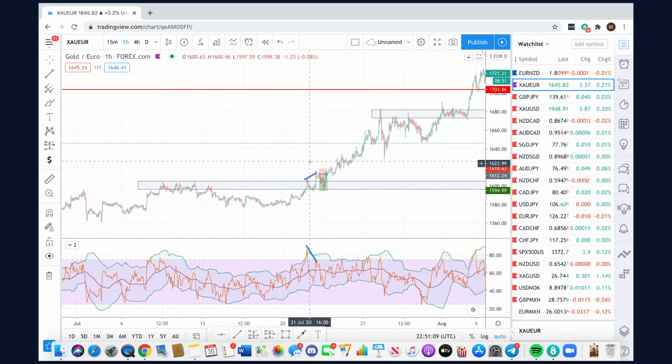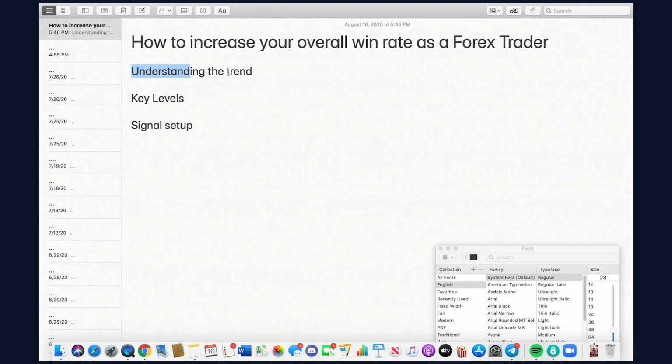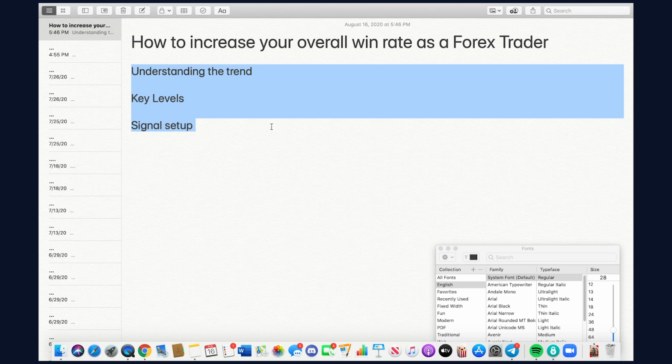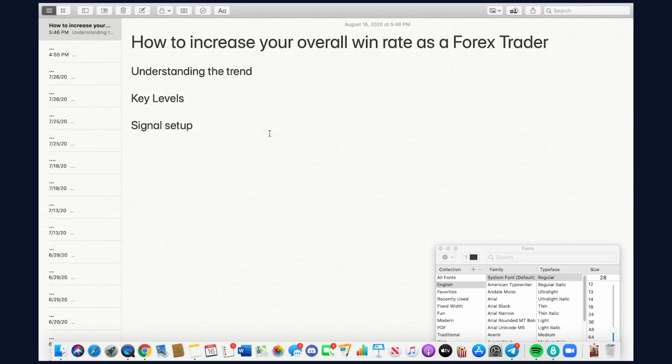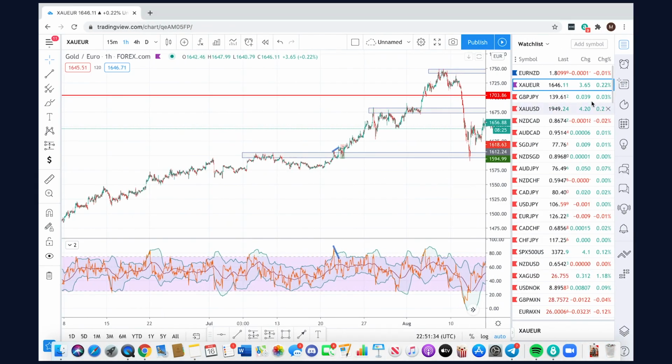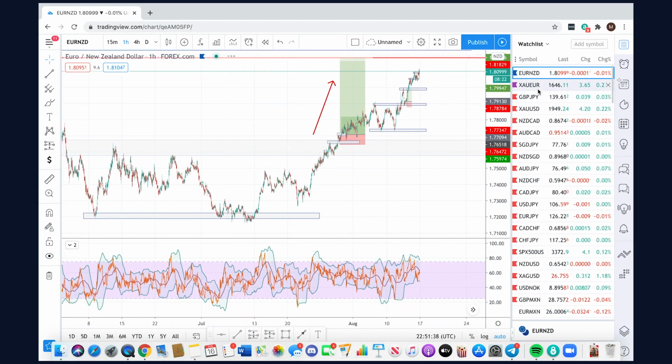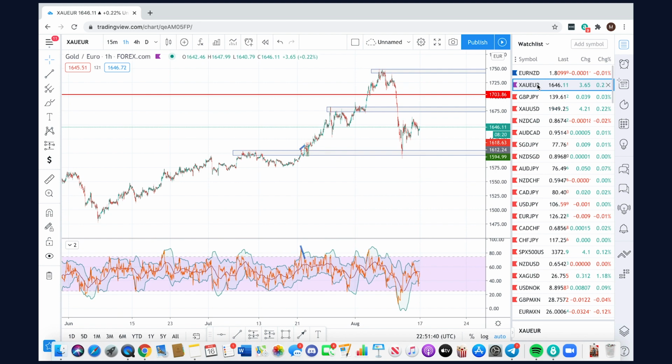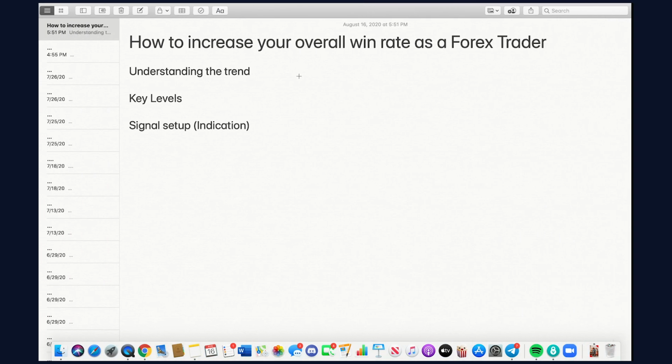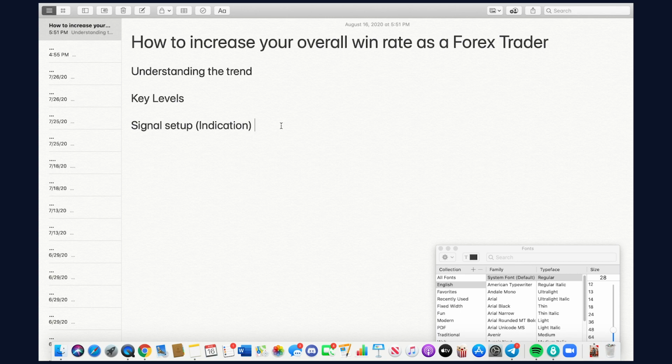So remember, guys, those are the 3 things that will hopefully help you increase your overall win rate. Understand the trend, identify key levels, and look for a clear signal setup or indication at that key level, whether you're trading with the trend or trading divergence or another trading system against the trend. These 3 should help you get a better win rate as a Forex trader.